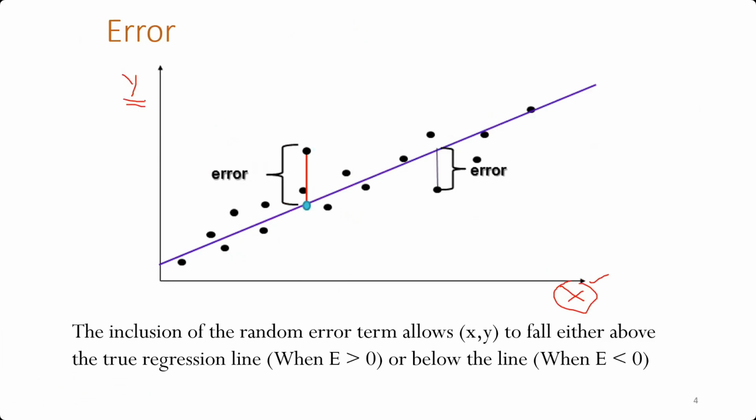When we plot these points in a two-dimensional feature space and draw a line which is the best fit for all those points, this line is called a regression line. When we project a point, this is the actual value, and whatever value I get on this line is my predicted value. The difference between the actual and the predicted is called an error. The error terms allow points to fall either above or below the true regression line, where the error is greater than zero or less than zero.